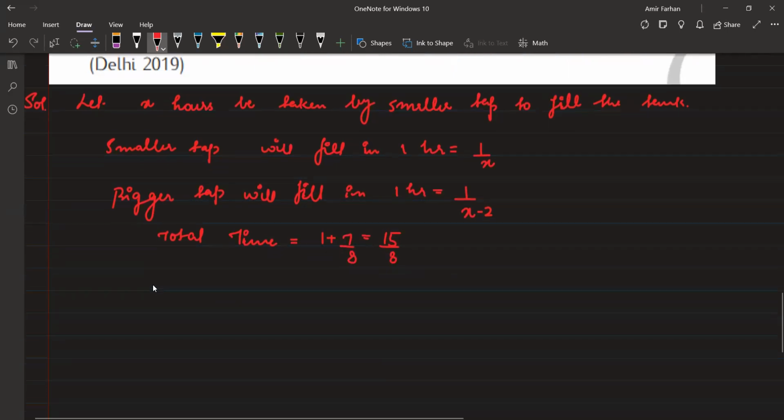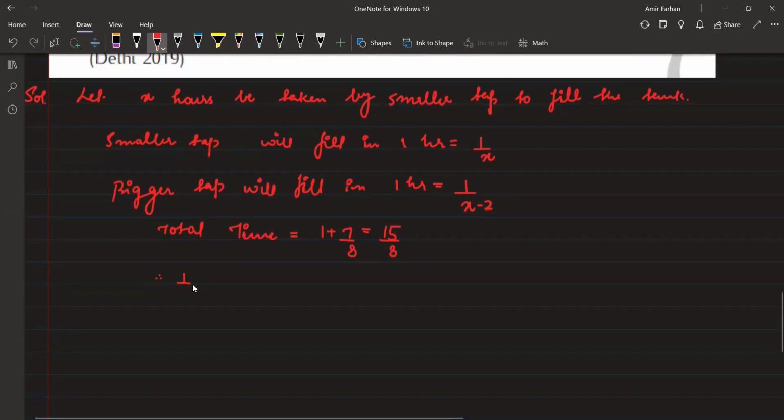Okay, so the equation will be formed: 1 by x plus 1 by x minus 2 will be equal to 15 by 8. Okay, everybody, yes or no? Is this clear to you or not? This is the equation that will be formed. Clear? Yes sir. Okay, so let's solve this.